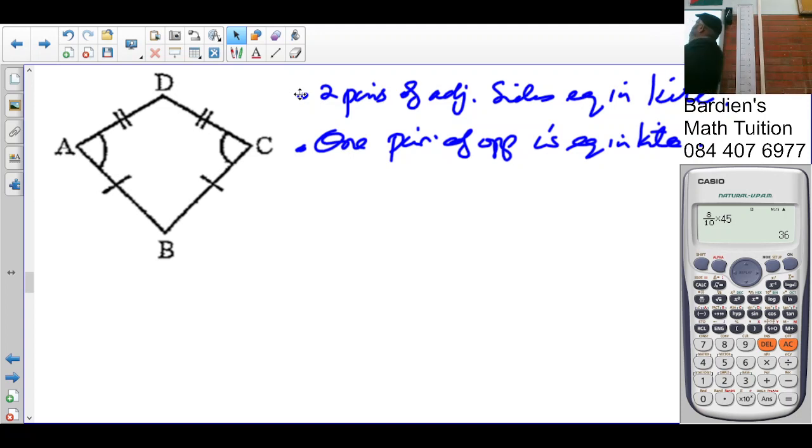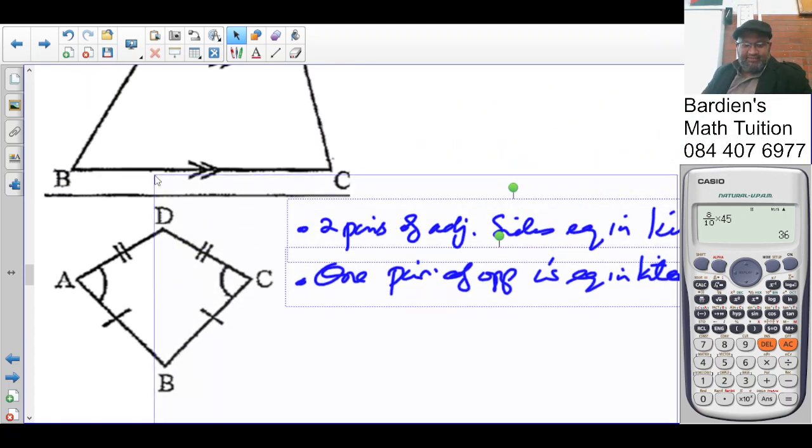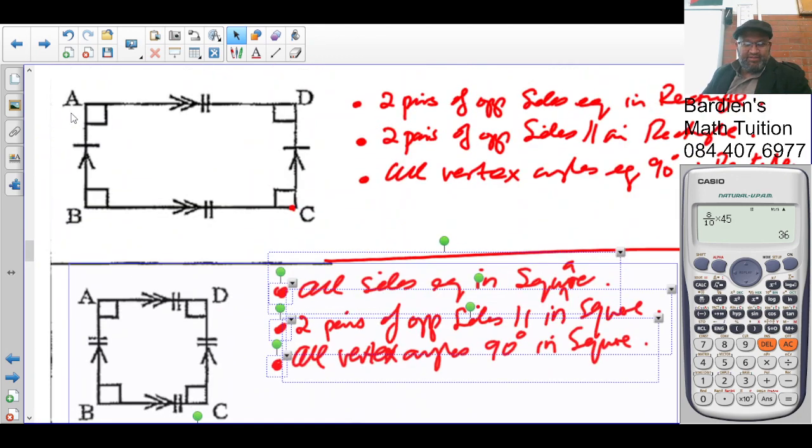Okay. So the question says, for 2 marks, give the properties of a kite. You write two pairs of adjacent sides equal in a kite, or one pair of opposite angles are equal in a kite. Okay. Verstaan julle? Ja, okay.